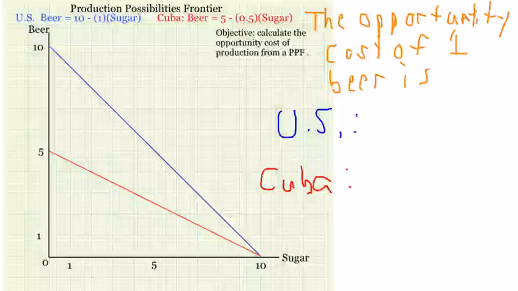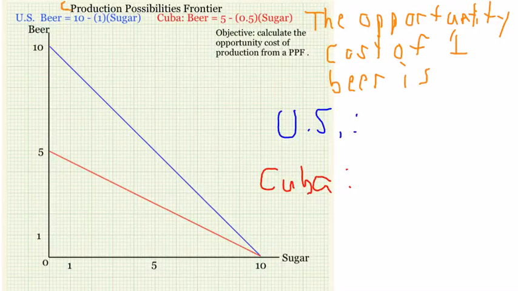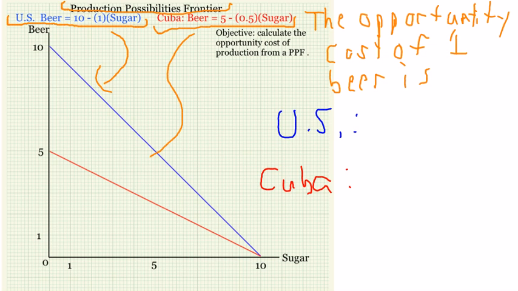In the previous video, we talked about a production possibilities frontier, what it meant, and we showed how if this was the PPF for the US and you plotted it, you would get the blue line there. And this equation is the PPF for Cuba, and if you plotted it, you would get the red line there, making the blue line the PPF for the US and the red line the PPF for Cuba.